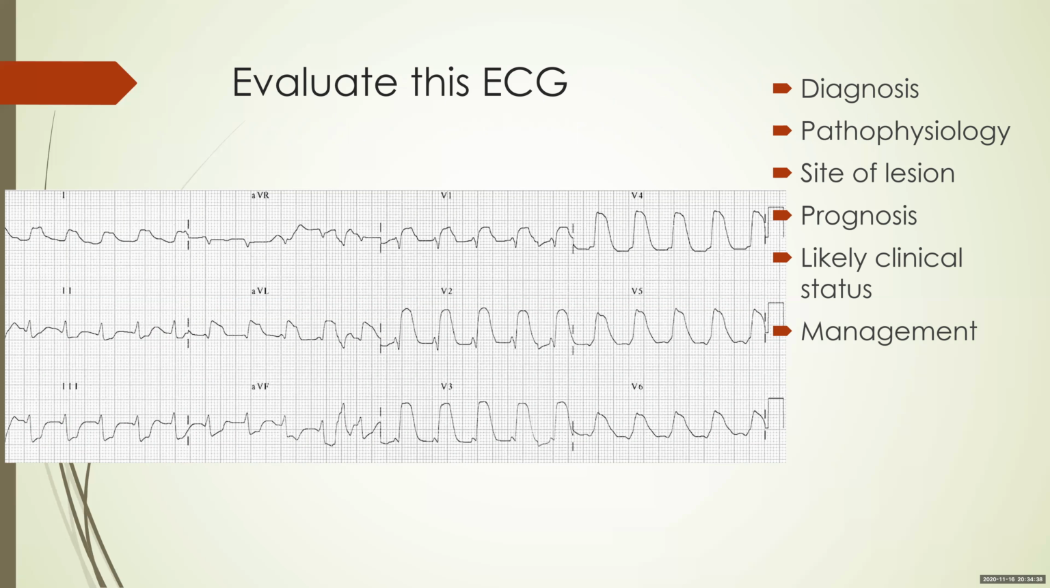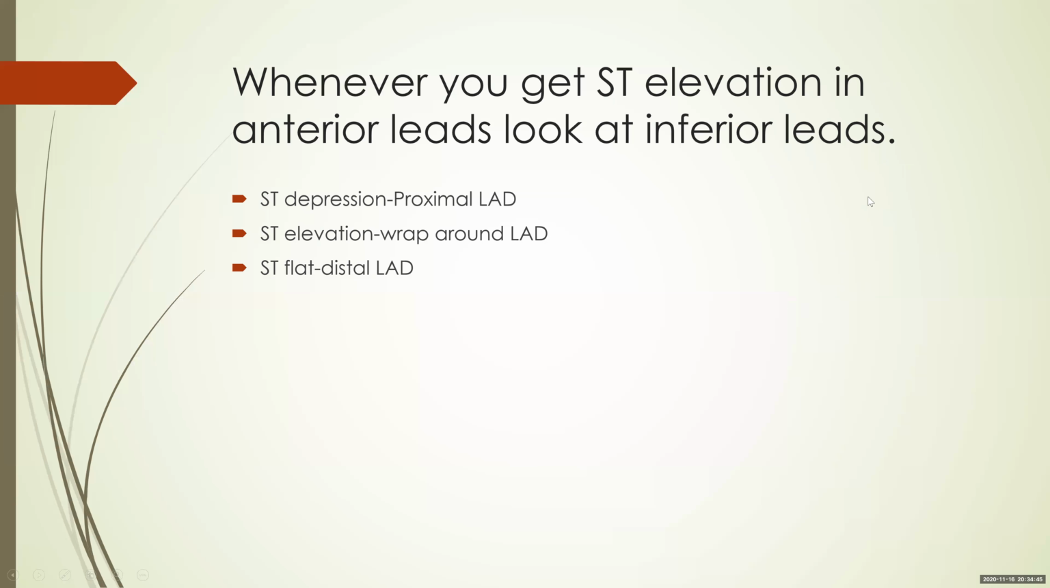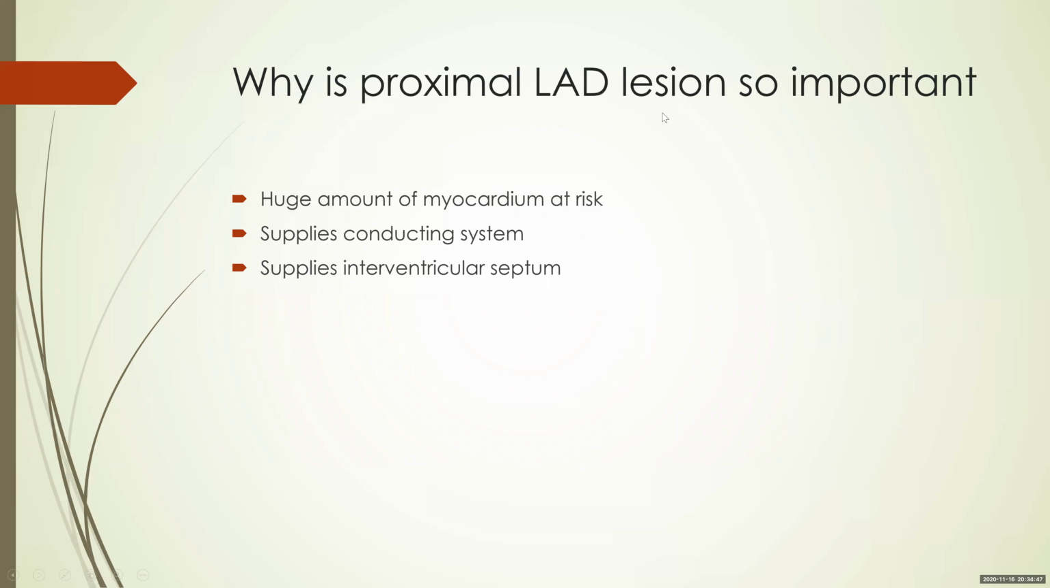Now, there are other markers to localize to a proximal LAD, but that is a topic for another video. Site of lesion is a proximal LAD. Why is proximal LAD lesion so important? It supplies a huge amount of myocardium, so these patients are likely to go in for LV dysfunction and cardiac failure. It supplies the conducting system. The LAD along with the right coronary artery supplies most of the conducting system of the heart, so if there's an occlusion, you can go in for heart blocks. It supplies the intraventricular septum. So these are your three reasons why the proximal LAD lesion is so significant.